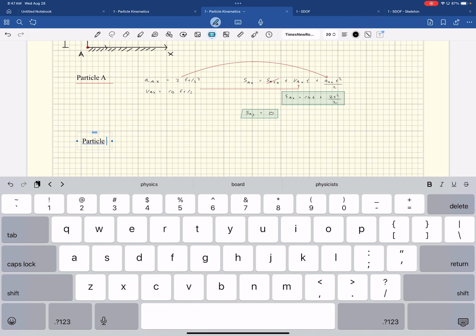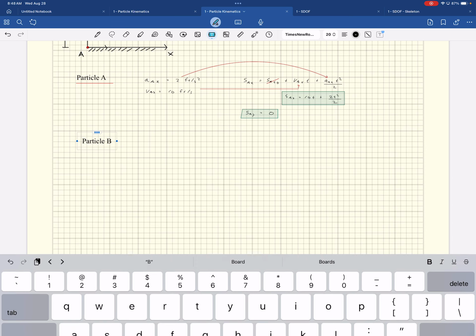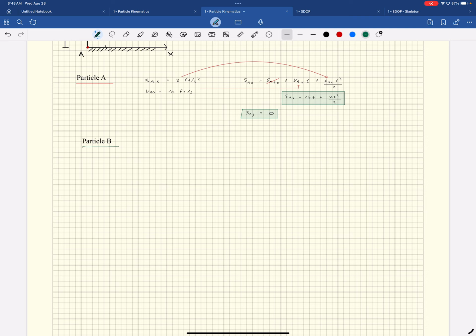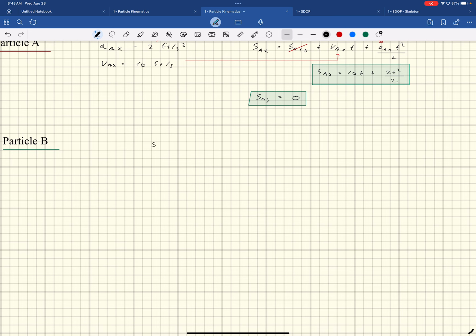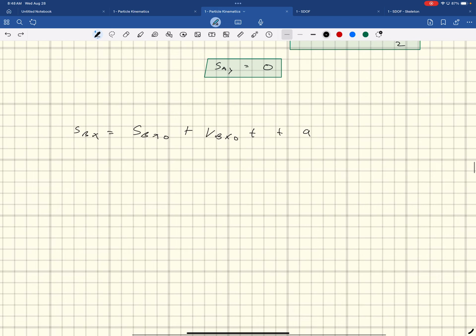Particle B, same deal. We'll do the x direction. SBX is equal to SBX naught plus VBX naught times T plus AB, the acceleration of B in the x direction, times T squared over 2.